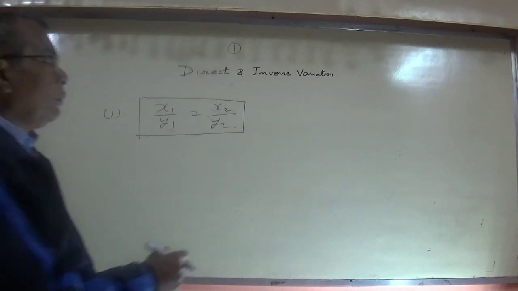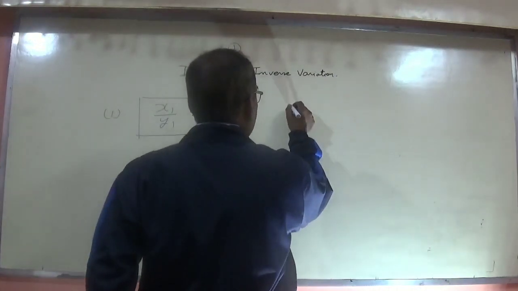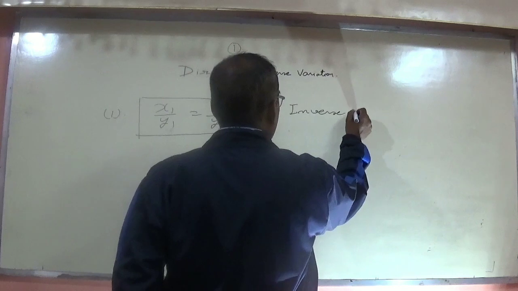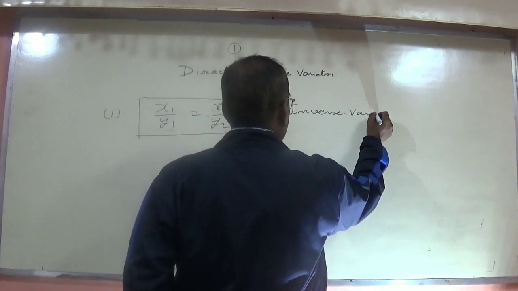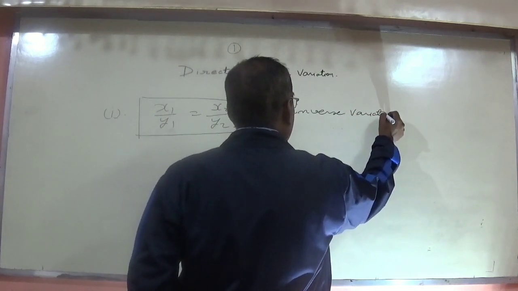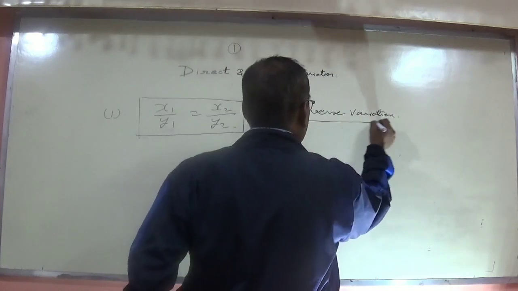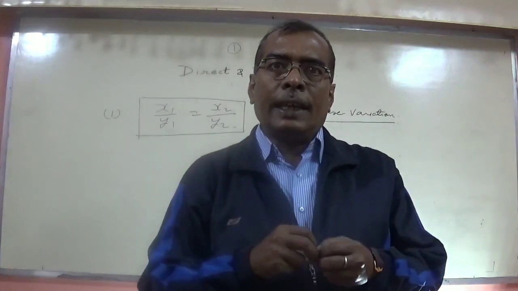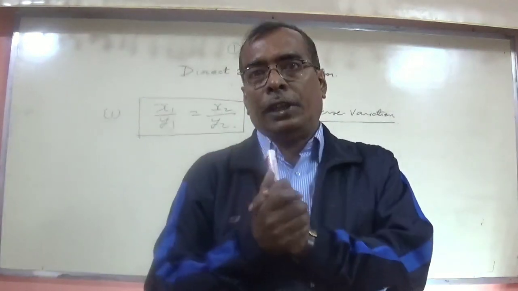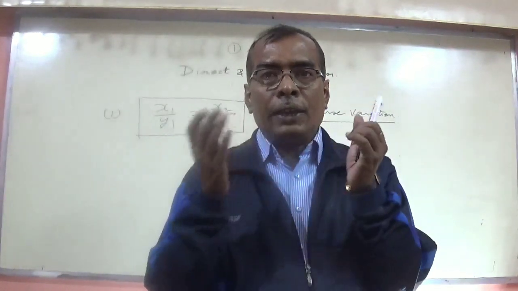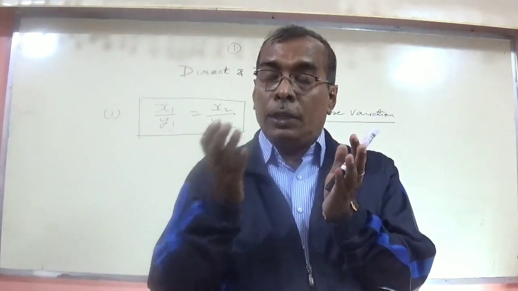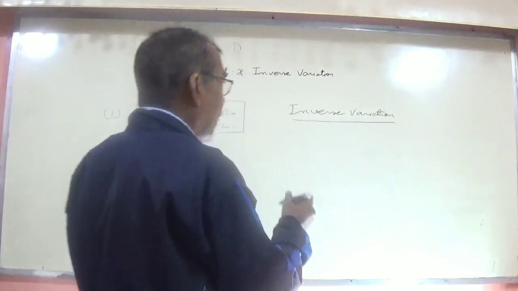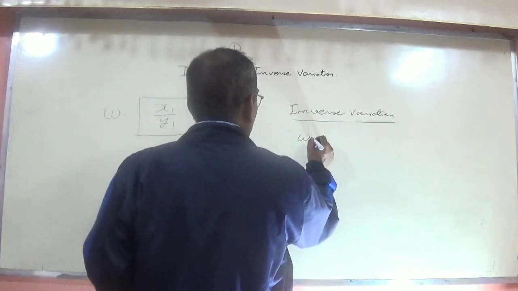Okay, now I am going to explain what is inverse proportions or inverse variations. Same things, two variables x and y. And suppose it varies this way: if x increases, y should decrease, or if x is decreased, then y should increase. As for examples, again I am going to consider the number of workers.